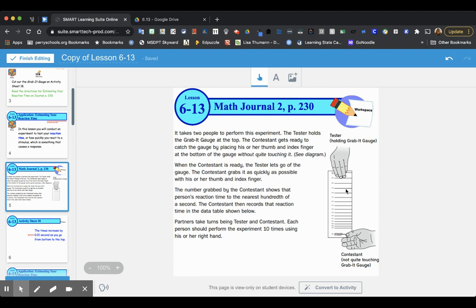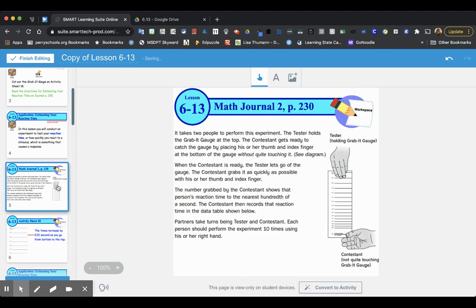So if you take a look at this diagram, this person is not touching it yet, and this person is holding it. When the contestant is ready, the tester lets go of the gauge. The contestant grabs it as quickly as possible with his or her thumb and index finger. The number grabbed by the contestant shows that person's reaction time to the nearest hundredth of a second. The contestant then records that reaction time in the data table shown below. Partners take turns to be the tester and to be the contestant. Each person should perform the experiment 10 times using his or her right hand.